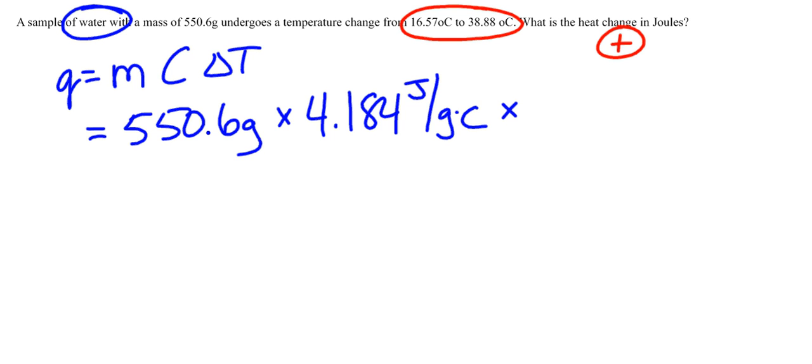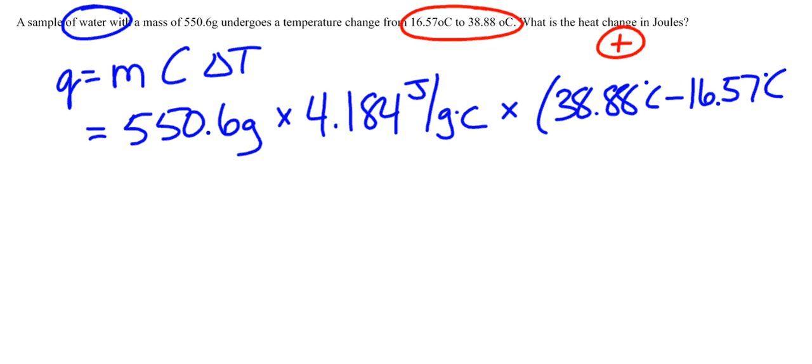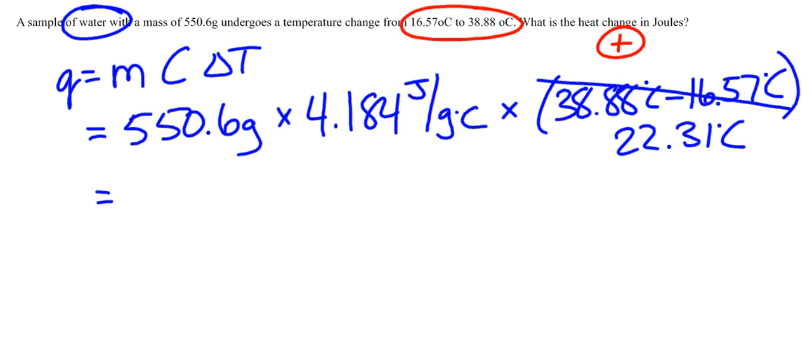My change in temperature is going to be 38.88 degrees Celsius minus 16.57 degrees Celsius, which is 22.31 degrees Celsius. That's what this is going to equal out to. So now it just comes time to do the multiplication. Now I am applying sig figs here, and every single one of my numbers that I'm multiplying right here is going to have 4. So when I do a full product here, I'm going to have 4.